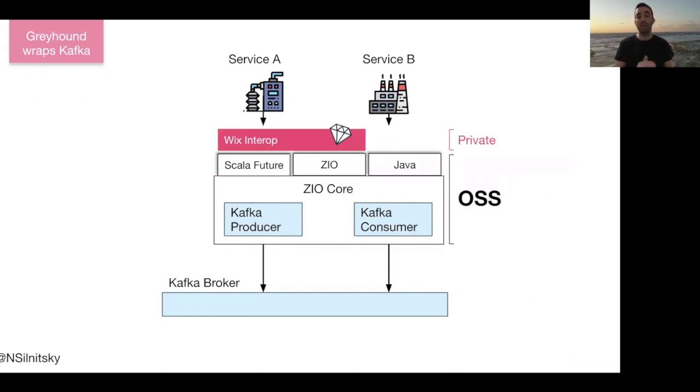And additionally, we have the Wix interop layer in order to provide the defaults that Wix developers are used to and allow for the behaviors that we prefer to use at Wix. But that's the only private repository part. Everything else is completely open sourced. And the Wix interop layer has two flavors, both a Scala Future flavor and a Zio flavor, as not all services naturally at Wix are written with Zio.